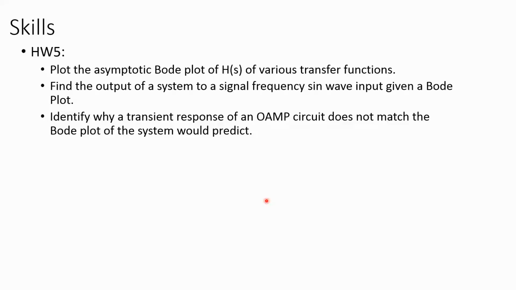As we get into homework 5, you need to be able to do the asymptotic plot of transfer functions. That's magnitude and phase when you say Bode. Also, if I input a sine wave and I know H(s), what's my output? Identify why a transient response of an op amp circuit might not match what the Bode plot would tell you.